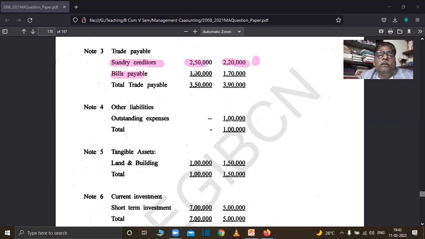Next is bills payable. 1 lakh is the bills payable, then 1,70,000. So bills payable increased. Bills payable increase means you have to write in the decrease column. Decrease in current creditor, record in the increase column. 30,000 goes to increase column. Bills payable increase goes to decrease column. Okay.